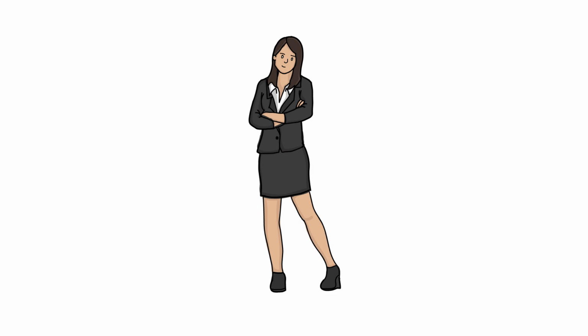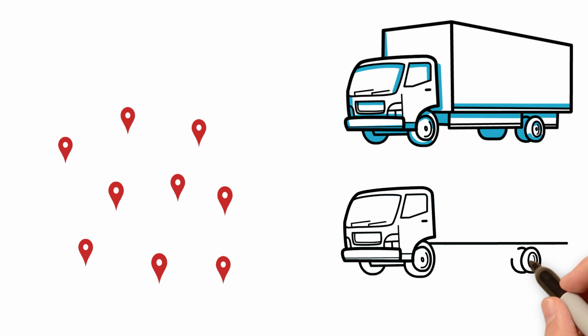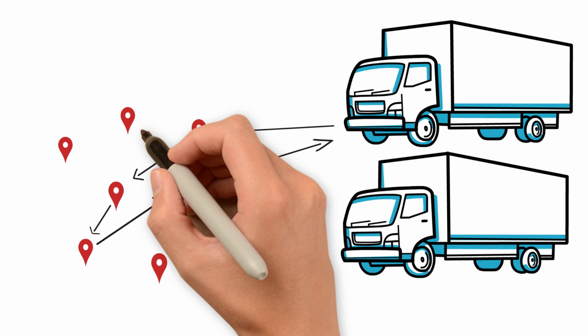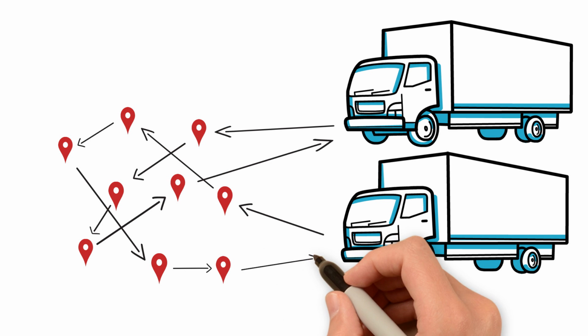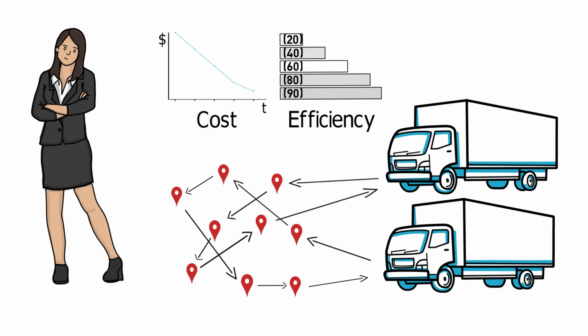As a manager in last mile delivery, you must handle hundreds, even thousands of delivery points every day. Say your fleet has 100 trucks. Then you have to draw up a delivery plan for 100 trucks, 1,000 locations every day. Your plan must minimize cost and at the same time maximize efficiency. How do you manage that?